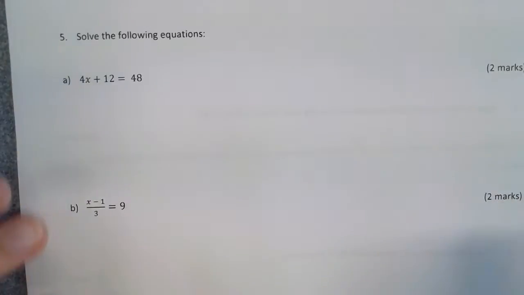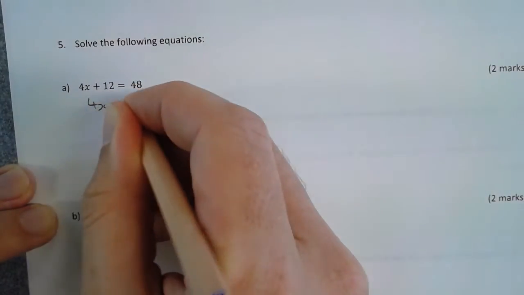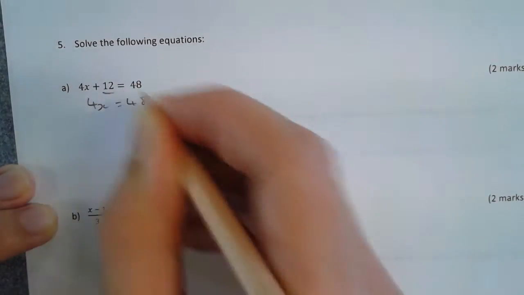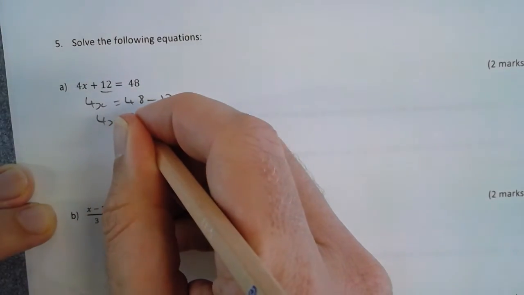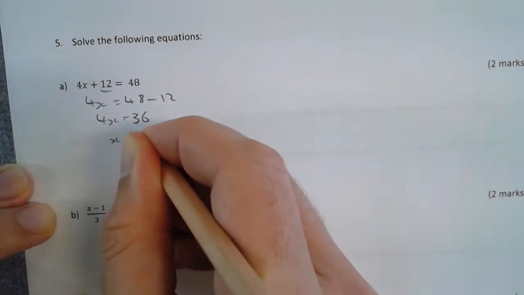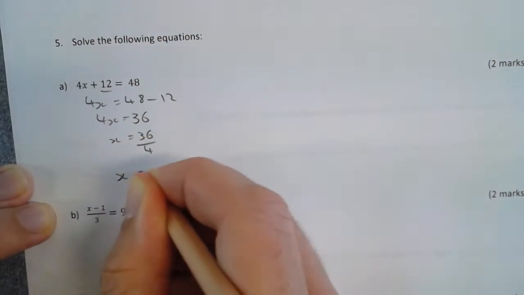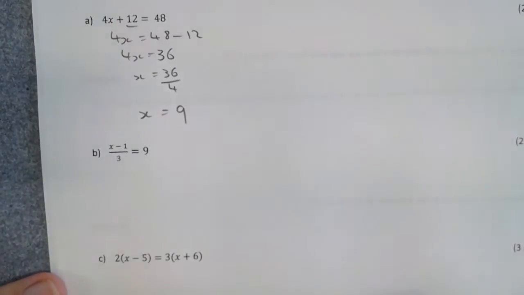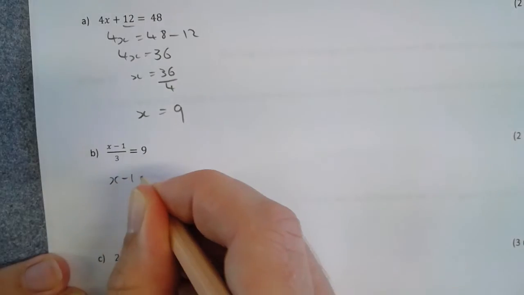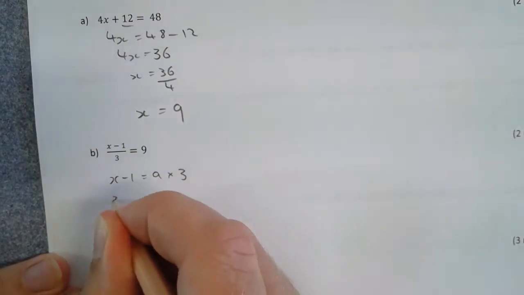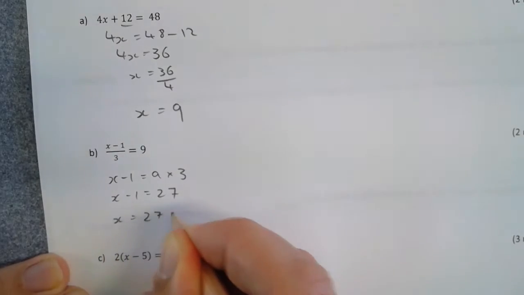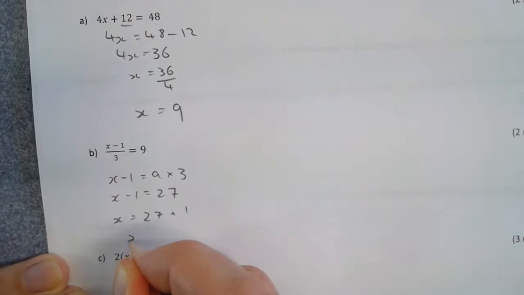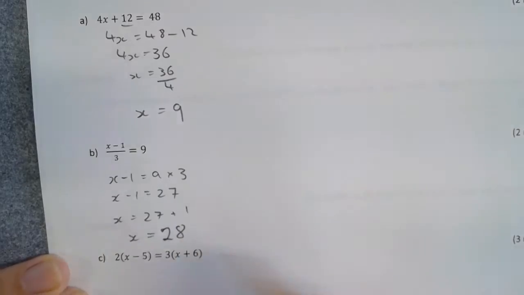Question 5. Solve. So when we solve, because it's plus 4x, we minus the 12. Because it was plus 12 minus 12, therefore we get 4x equals 36. So x must be 36 divided by 4, x is 9. Because it's divided by 3, we multiply by 3 to get x minus 1 equals 27, and then because it's minus 1 with plus 1, x must be 28.